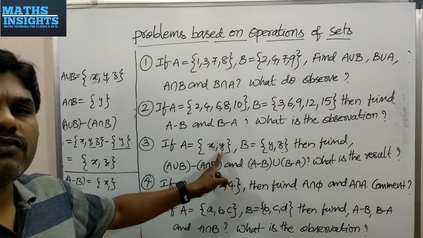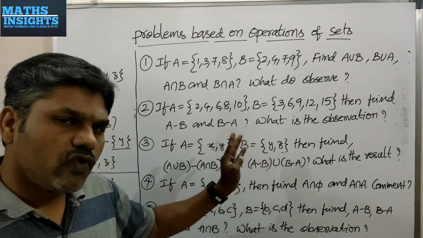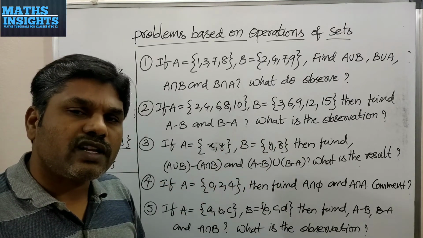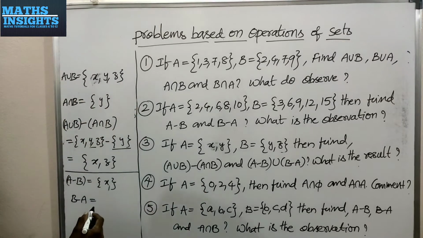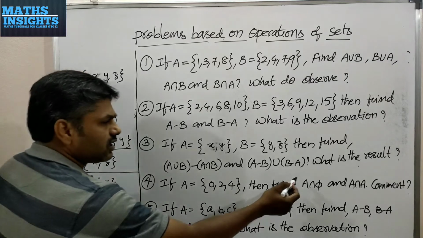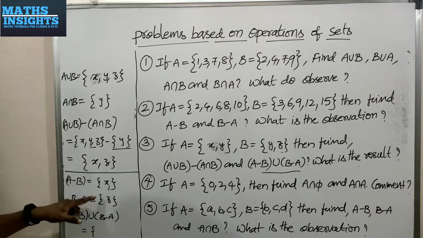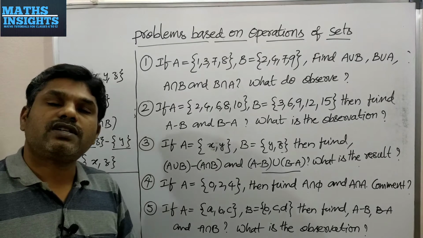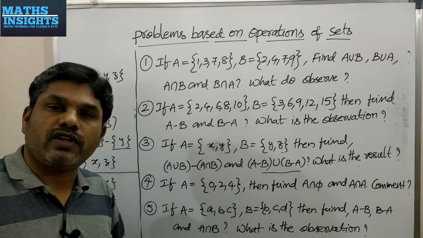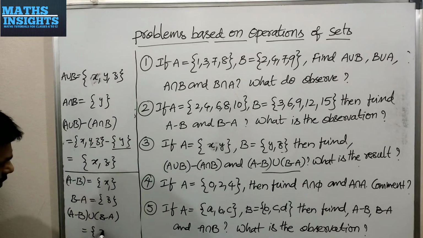If you observe, again y is common, therefore we will remove y and write the remaining elements of B, that is z is the only element, and they are asking A minus B union B minus A. I am doing this A minus B union B minus A. That means you have to find the union of these two sets. Union is nothing but writing all the elements in both the sets. Therefore x comma z. So this is the final answer.